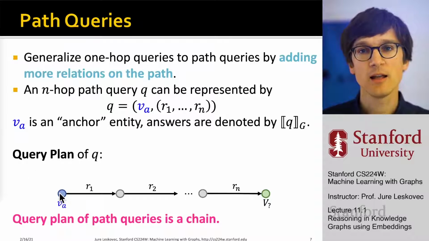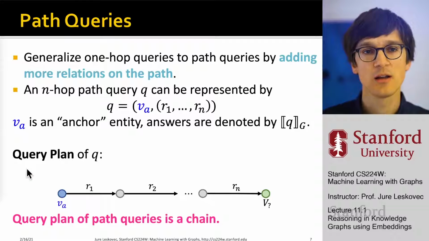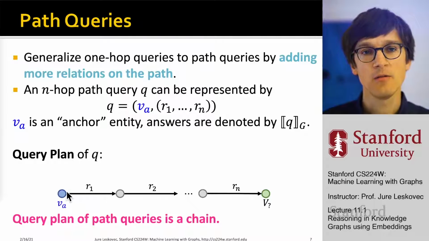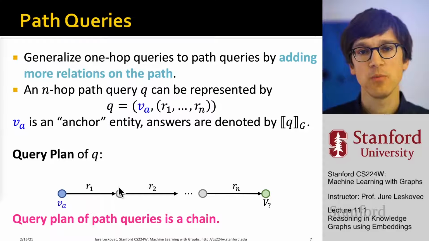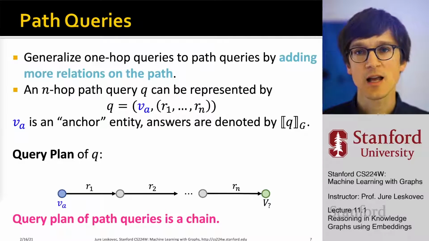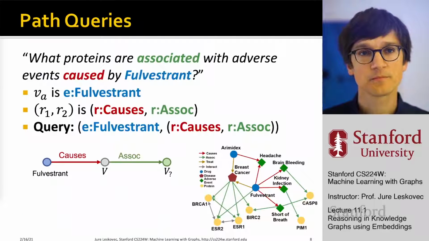So the way we could write this in a graphical form, in something we are going to call a query plan, is we start with the entity V sub A, and then we want to traverse over relationship type 1 and relationship type 2 all the way across the n relationships, and whatever entities are at the end of this, we are making a prediction that this is the correct answer. So that's the notion of a path query.